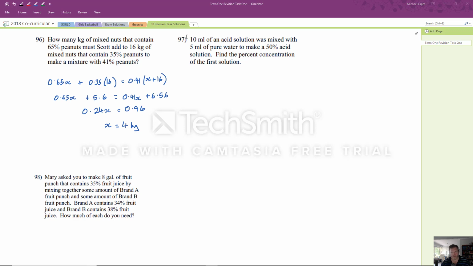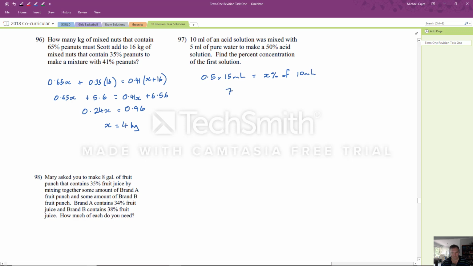So 10 mils of an acid solution mixed with 5 mils of pure water to make a 50% acid solution. So in the end, we're going to have 50% of 15 millilitres. That's going to be 50% acid solution, 10 mils and 5 mils, 15 mils. So what was the percent concentration? So the concentration must have been the same amount. So the concentration, we need to know x percent, if you like, of 10 mils.